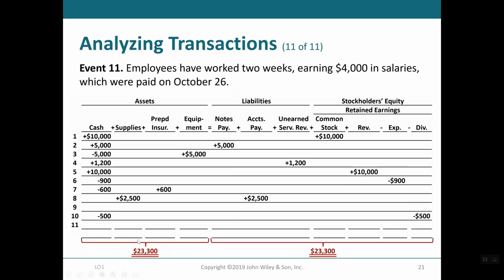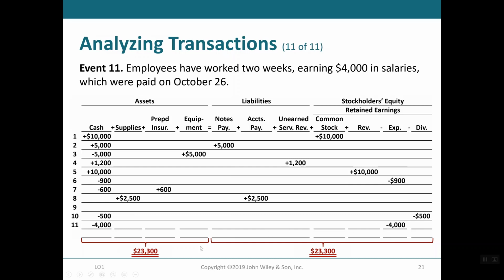So at the end of the day, we have employees who have worked 2 weeks and they have earned $4,000 in salaries, which are paid on October 26th. Yay, which happens to be my birthday. All right, so October 26th. Now we are being paid, right? So let's see. Cash, of course, is a reduction in cash and also a reduction in our stockholders' equity. So we have 4,000 here in cash and 4,000 of the stockholders' equity.